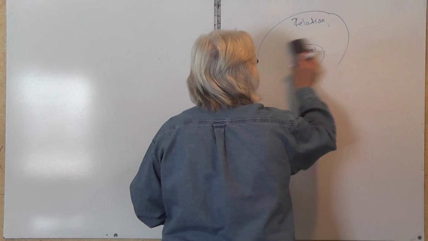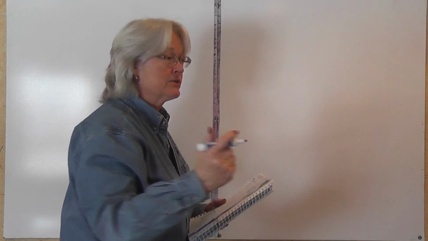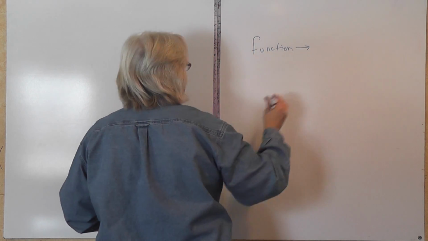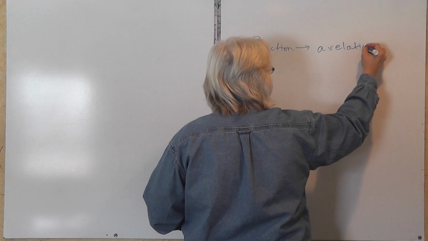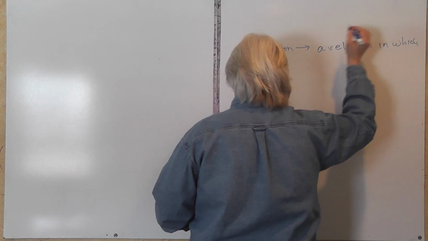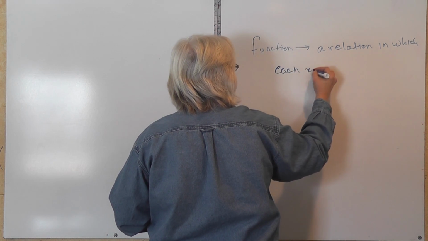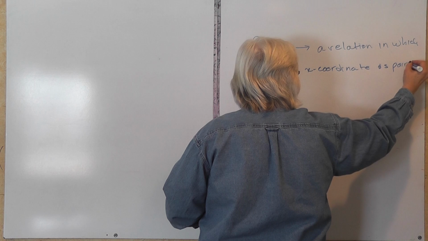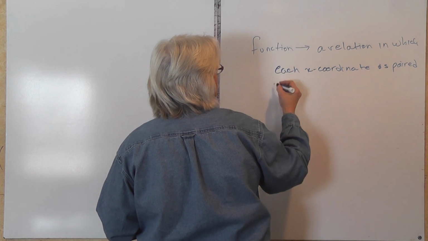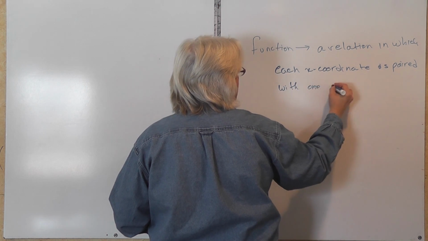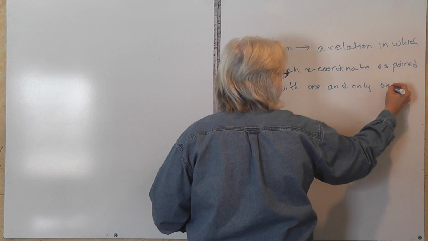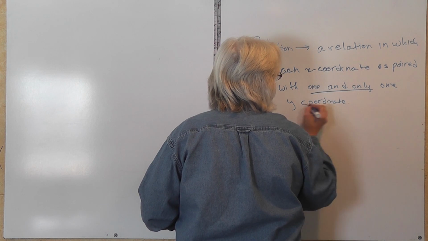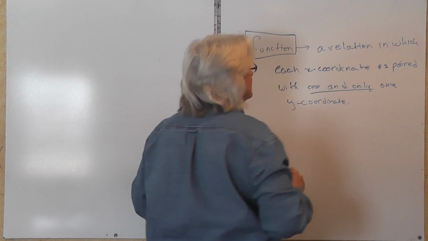And you need to be able to write this down for me. So, I'm going to write out the specific definition I want. A function is a relation in which each x coordinate is paired with one and only one y coordinate. Too bad I can't write as fast as I can speak. This is the definition of a function.